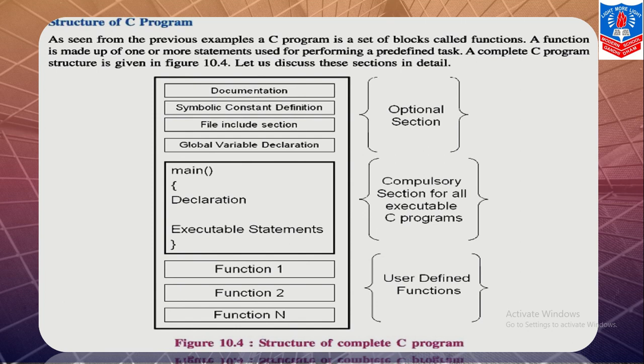First, we have documentation, symbolic constant definition, file include section, and global variable declaration. That comes in the optional section. Then the second part: main, curly bracket, declaration, and executable statements. That comes in the compulsory section for all executable C programs. Function 1, function 2, and function n are user defined functions. That is the complete structure of a C program, children.